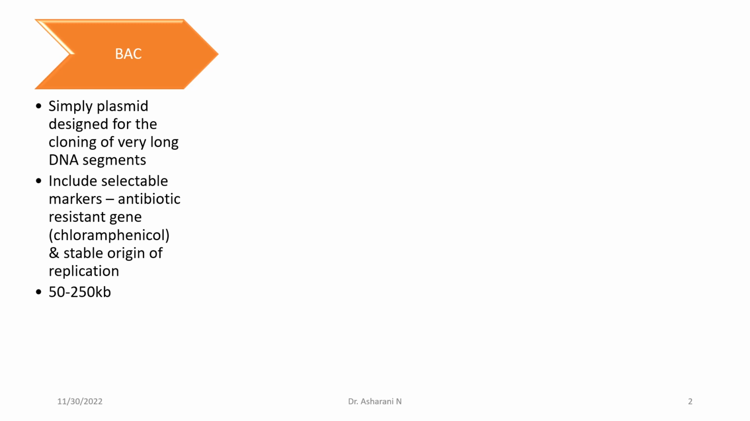They generally include selectable markers such as an antibiotic resistant gene. Here we can have a resistant gene for chloramphenicol, and also they will possess a stable origin of replication so that it maintains plasmids at 1 or 2 copies per host cell.